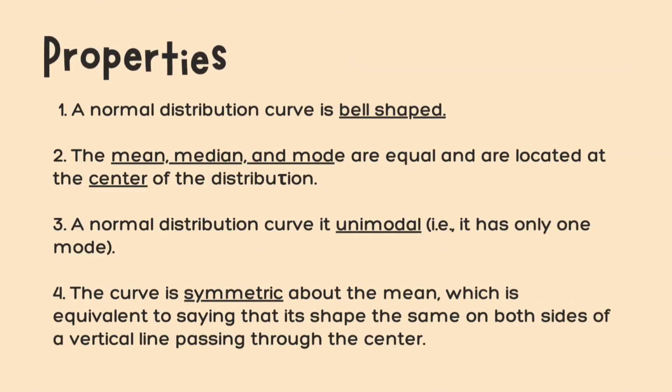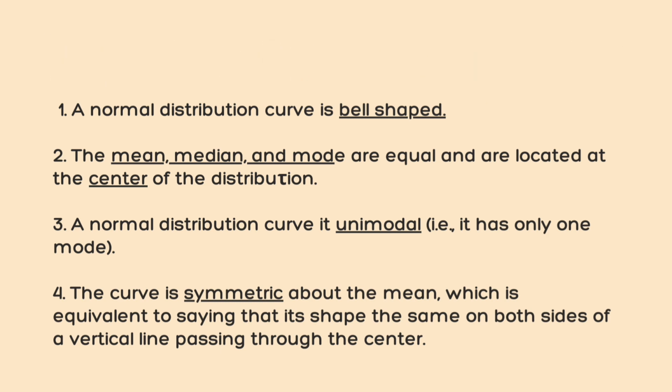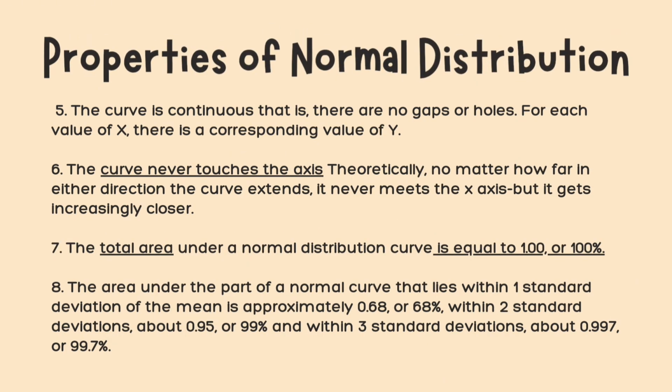And now, let's explore the properties of a normal distribution. Remember that the normal distribution curve is bell-shaped. Second, the mean, median, and mode are equal and located at the center of the distribution. Third, it is unimodal, or it has only one peak or mode. It is also symmetrical, meaning that its shape is identical on both sides of a vertical line passing through the center. It is continuous, meaning that there are no gaps or holes in the curve.